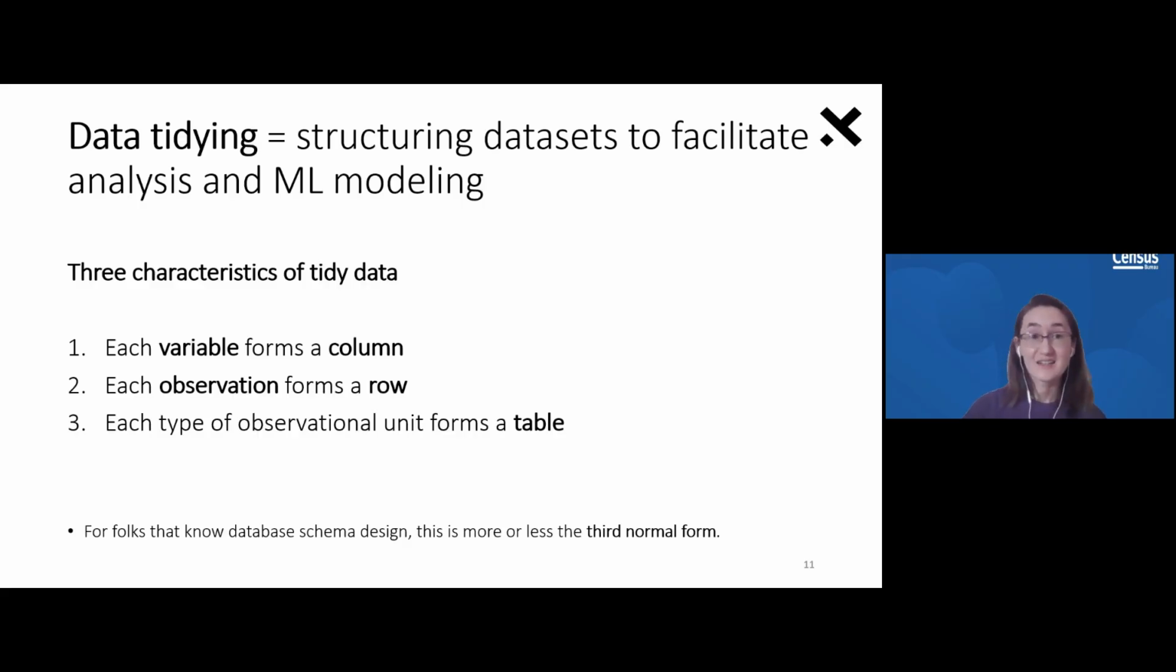Data tidying is the concept of structuring data sets to facilitate analysis and/or machine learning modeling. To summarize, the three characteristics of tidy data are: each variable forms a column, each observation forms a row, and each type of observational unit forms a table. If folks know about database schema design, tidy data is pretty parallel to the third normal form.